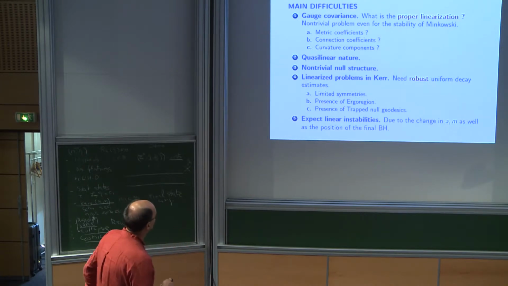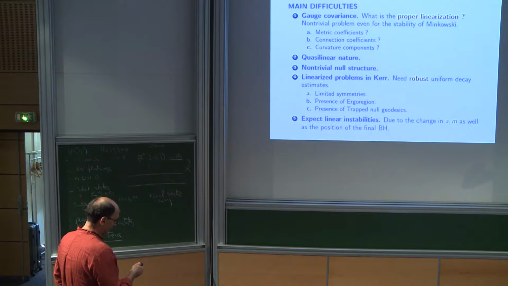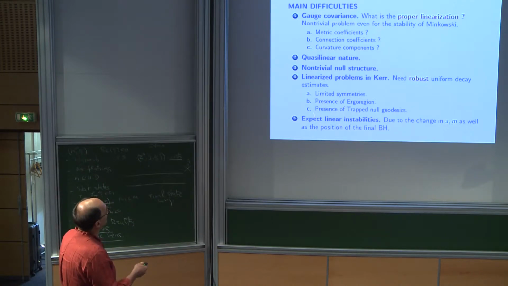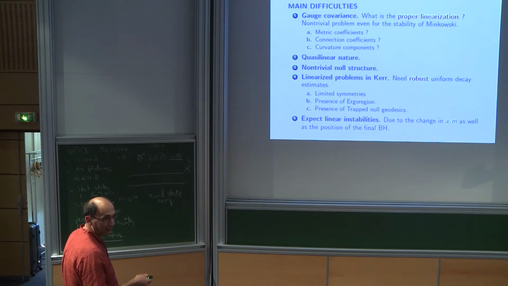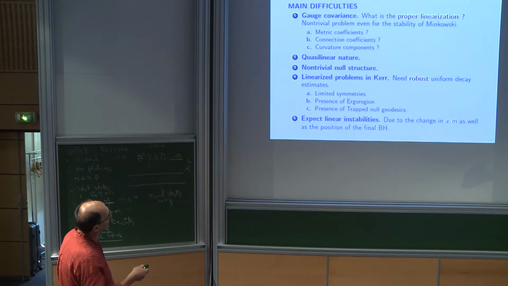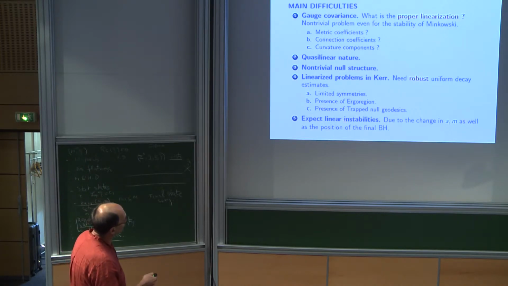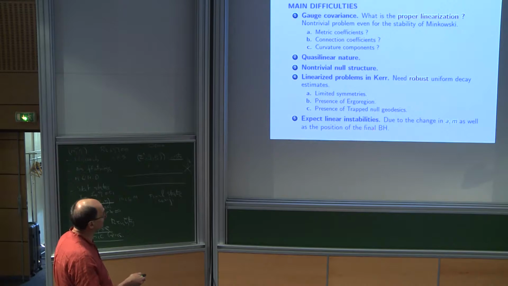Okay. All right. So finally, but not least, you do expect, no matter what kind of linearization you do, to have some kind of linear instability connected with gauges. And this is due to the change in a and m, right? So as I said, the final a and m will be different from the ones you perturb. And that has to be read in some kind of instability of the linearized equations. And also the position of the final black hole will change, right? So you have to take that into account also. That will also create instabilities.